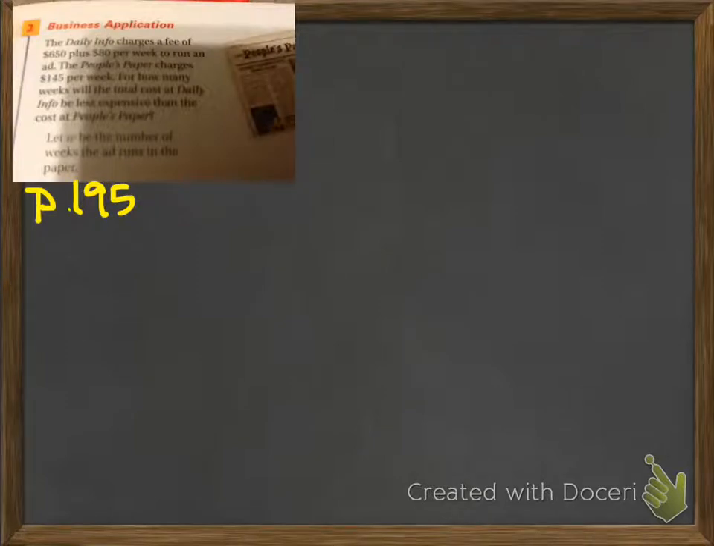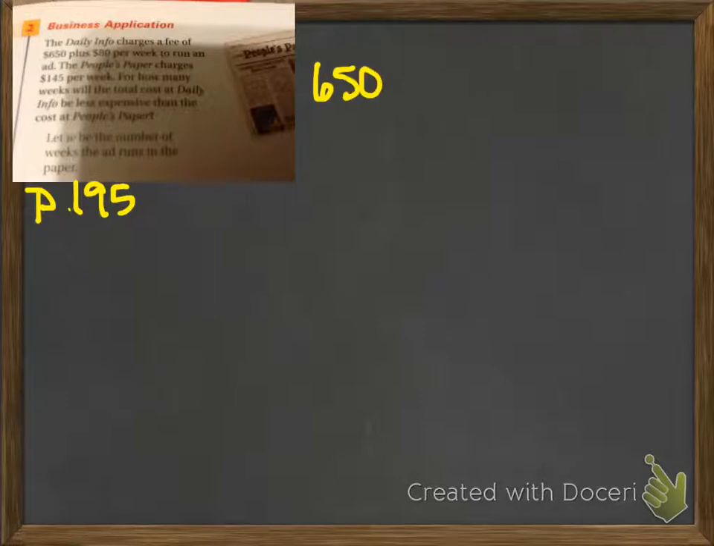Alright, on page 195 of the book, there's an example here, and I wanted y'all to see this example that says the Daily Info charges a fee of $650 plus $80 per week to run an ad. The People's Paper charges $145 per week. For how many weeks will the total cost at Daily Info be less expensive than the cost at People's Paper? The idea here is that initially you're going to pay more at Daily Info, but you notice that you're being charged less per week. So is there a way that we could find how long I would have to keep my ad at the Daily Info to get a lower price?